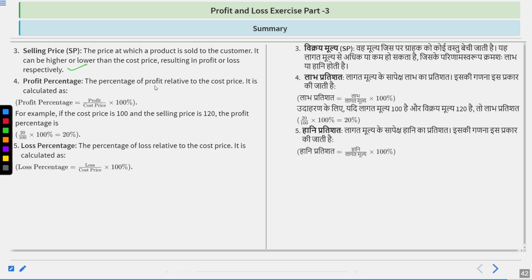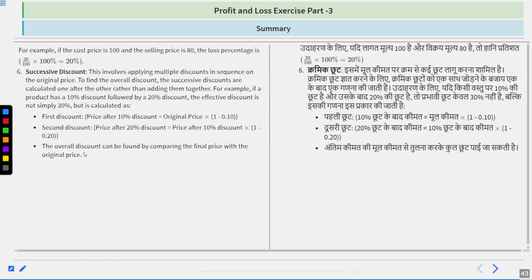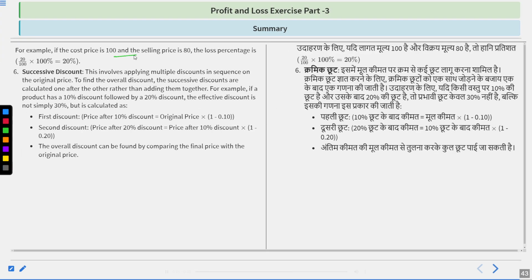What is profit percent? The percentage of profit relative to the cost price. It is calculated as profit upon cost price multiplied by 100. Clear? For example, if the cost price is 100 and the selling price of the article is 120, then profit will be 20 upon 100 multiplied by 100, which is 20%. In the same way, what is loss percent? The percentage of loss relative to the cost price. It is calculated as loss percent equals loss upon cost price multiplied by 100. For example, if the cost price is 100 and selling price is 80, then loss will be 20 upon 100 multiplied by 100, which is 20%.